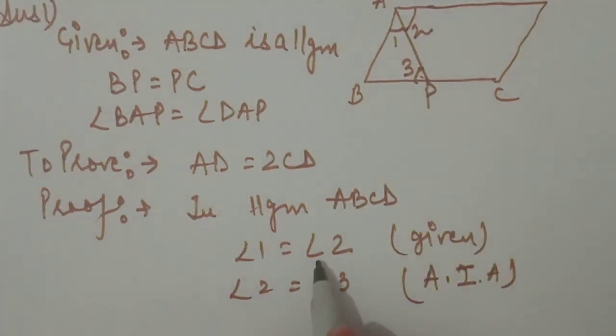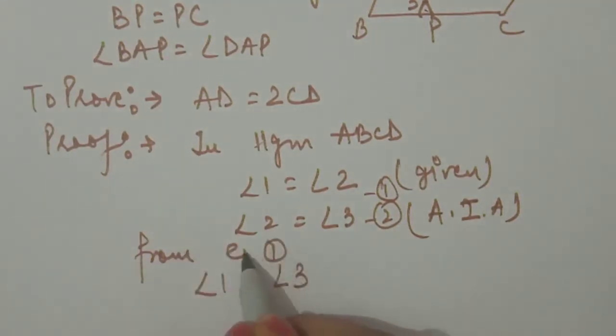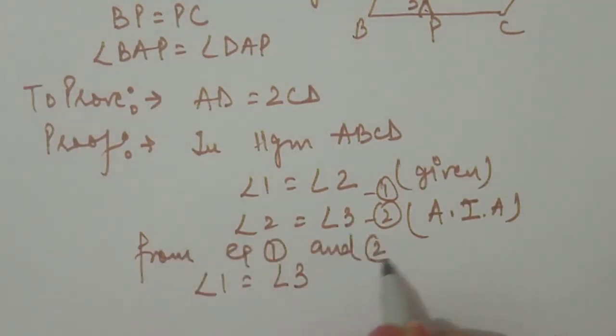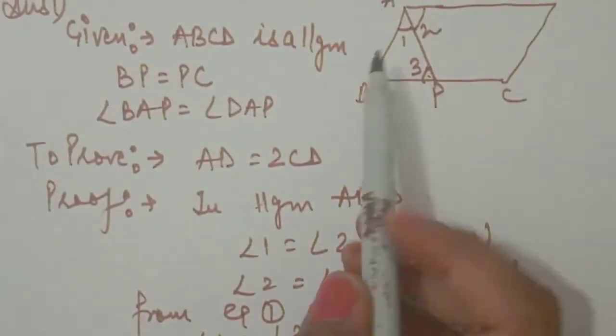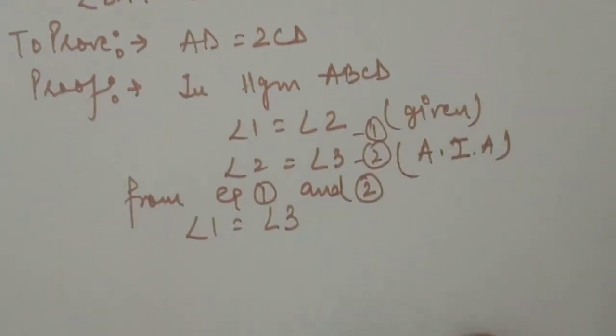So student, from equation number 1 and equation number 2, we have one relation that angle 1 is equal to angle 3. You can write here from equation number 1 and 2, angle 1 is equal to angle 3. So we know it very well that the opposite side of angle 1 is BP and the opposite side of angle 3 is AB. So BP is equal to AB.